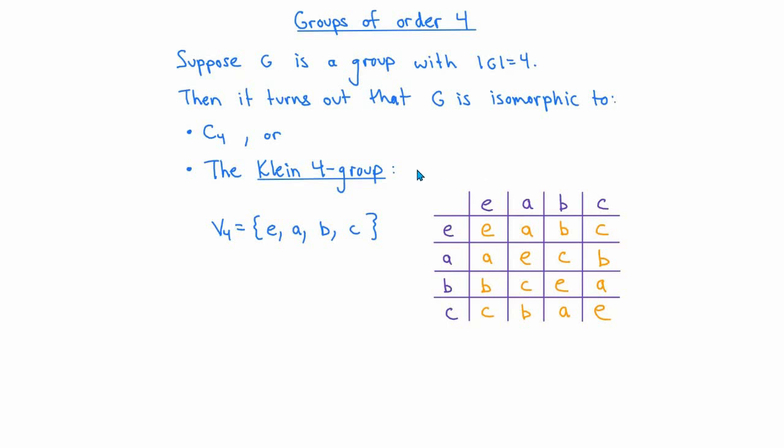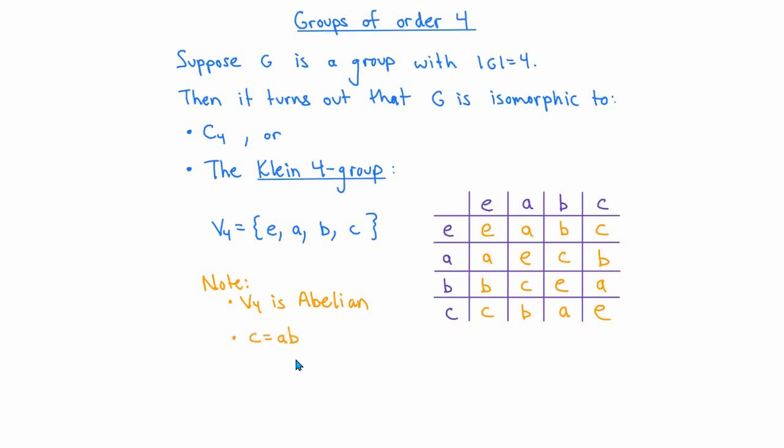Now, from the multiplication table, there are a few things that you can tell right away. First of all, because the multiplication table is symmetric across the main diagonal, it means that the Klein 4 group is an abelian group. That's something that we also talked about in the previous video. A group is abelian if and only if its multiplication table is symmetric across the main diagonal.